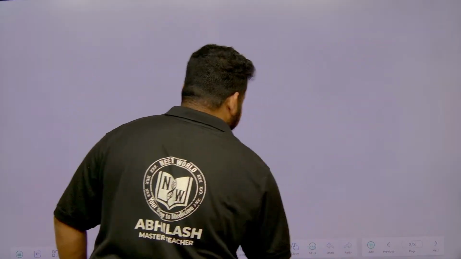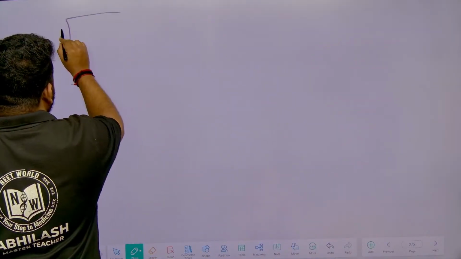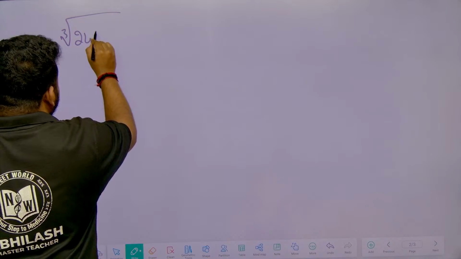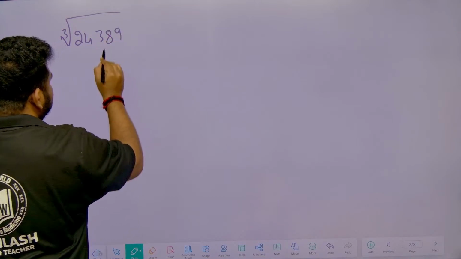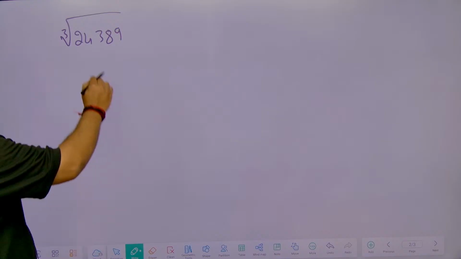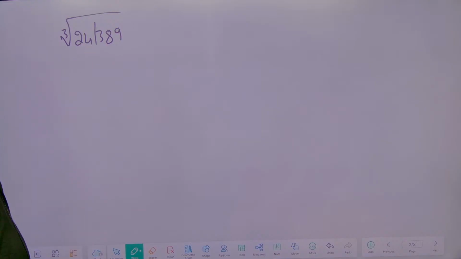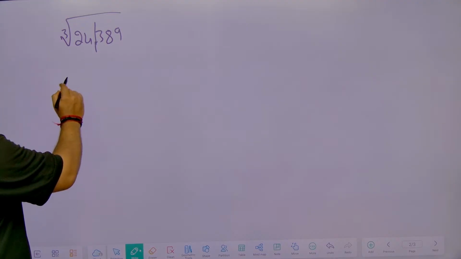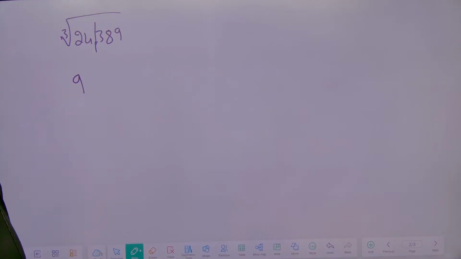Let us take it on the next page. Cube root of 24389. Now what we will do? After 3 numbers you will draw a line. It is ending with 9. For which cube will it end with 9? Again it is 9 cube. Okay, 9 I will write.